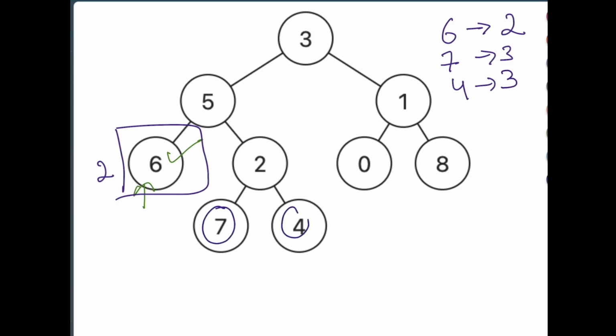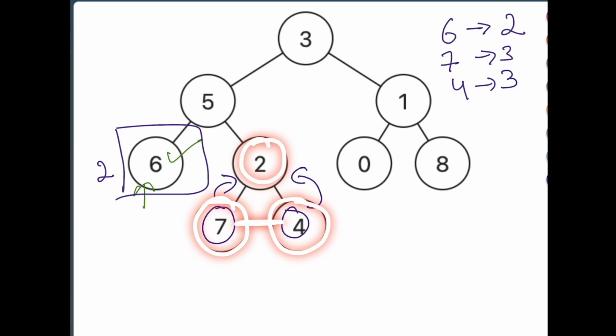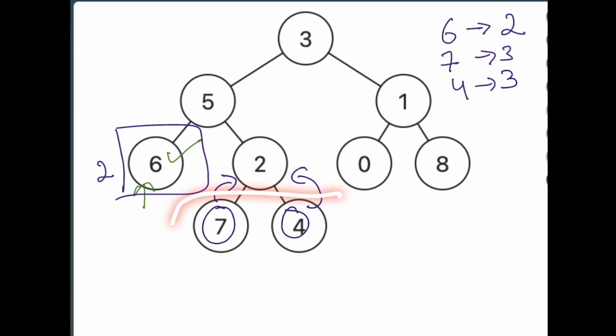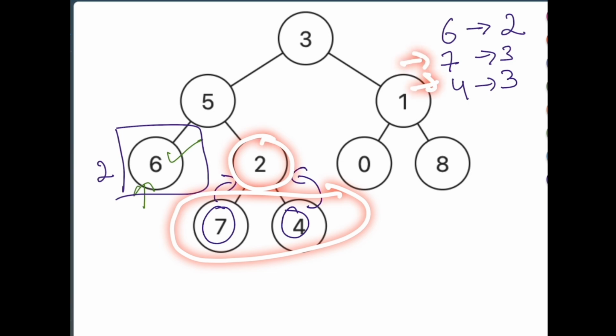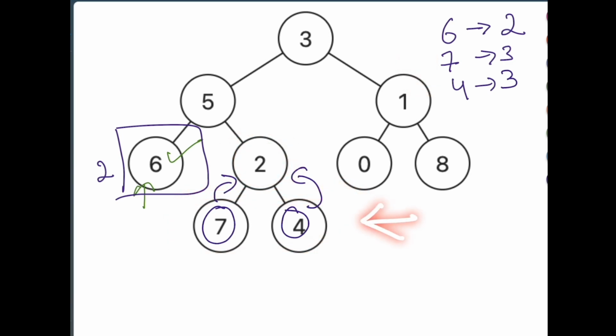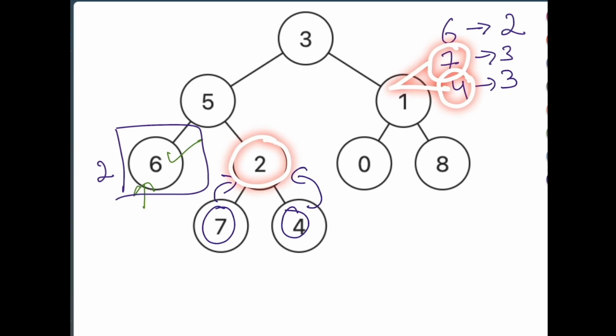Now when 7 and 4 come back to 2, then 2 will understand that my left is also an answer, my right is also an answer, and both are at the same level. And because the levels of these nodes are the same, 2 itself can be an answer. This is because 7 and 4 are at the same level. It means they are the leaves. If they are the leaves, the common parent is not going to be 7, not going to be 4, but going to be their own parent, which is 2. So we can simply remove it and we can simply say that 2 is an answer.